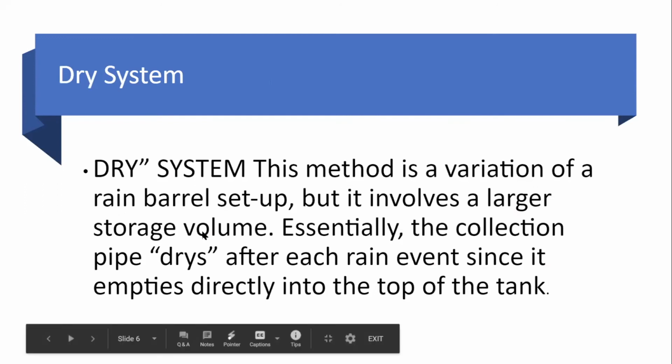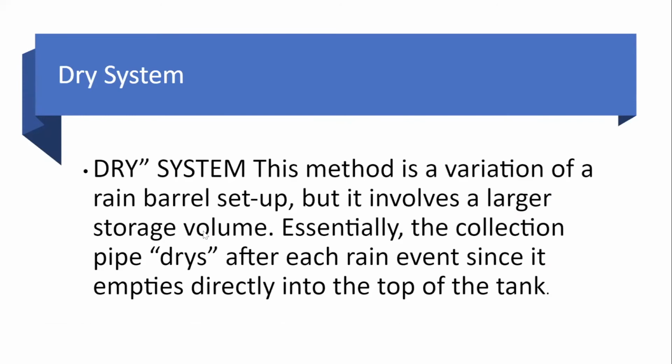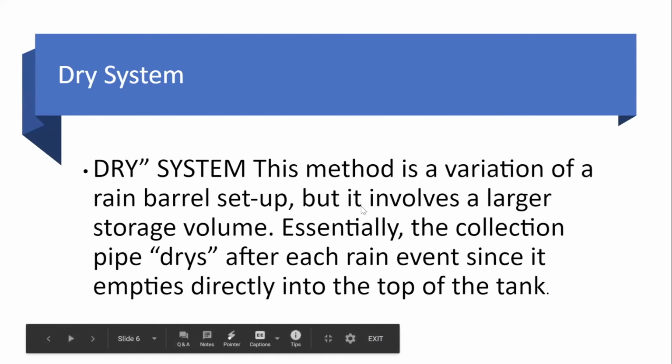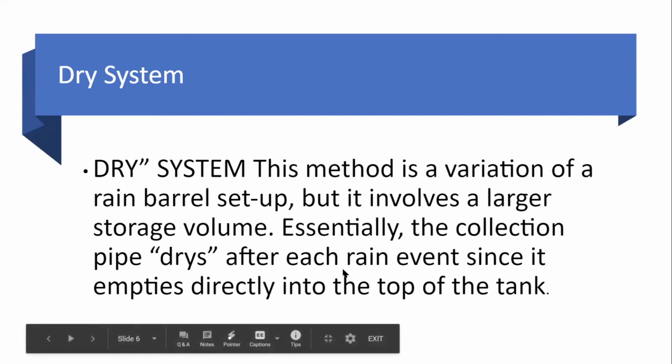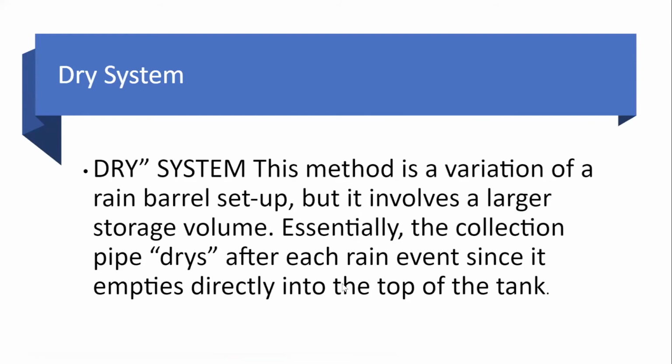Now, the other one we use is what's called a dry system. It is very large. It's a variation of the rain barrel setup, but it involves a larger storage volume. Our container is 2,500 gallons. Essentially, the collection pipe dries after each rain event since it empties directly into the top of a tank. The other option is the wet one, which is buried completely underground, and it takes a lot more work and a lot more involvement.